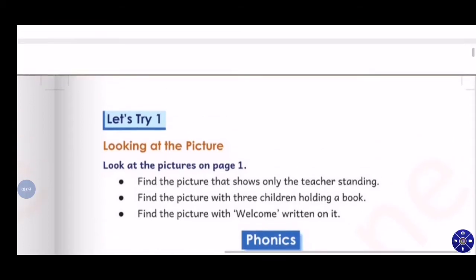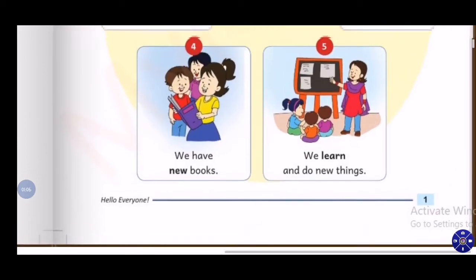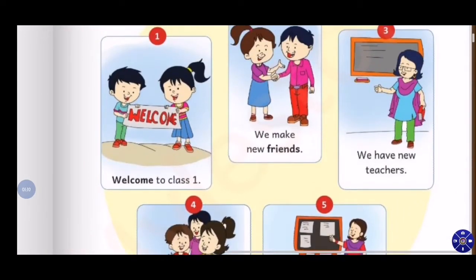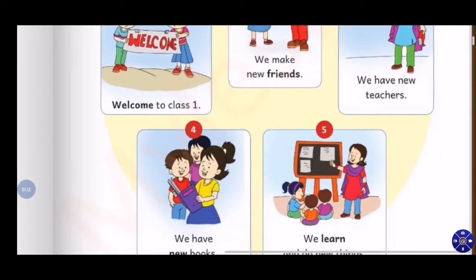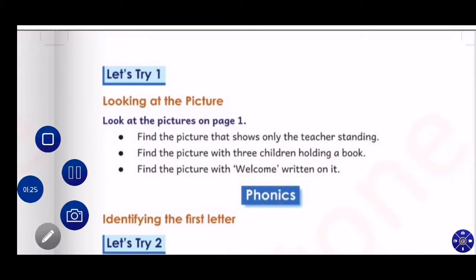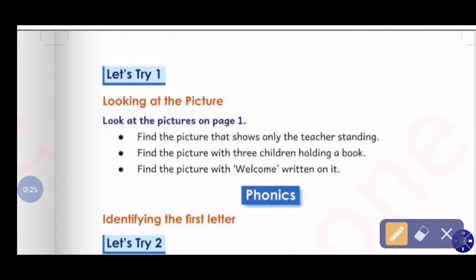So again we are going on the page number 1. So no, this is not there, this is not there. 1, 2, 1. Okay, I got the answer. In this picture 3 students are here and one student has a book. So the answer of this question is 4.